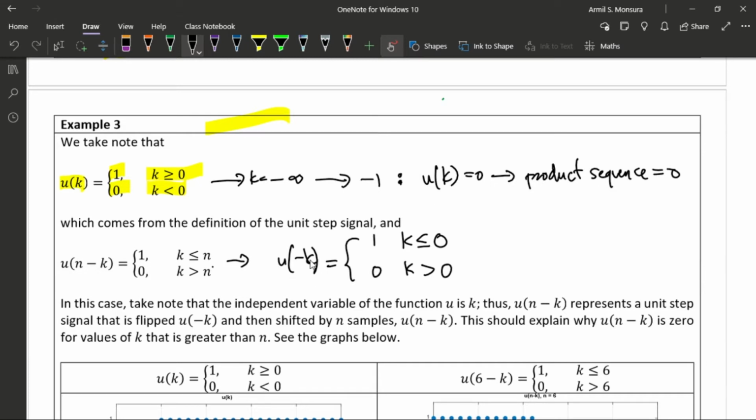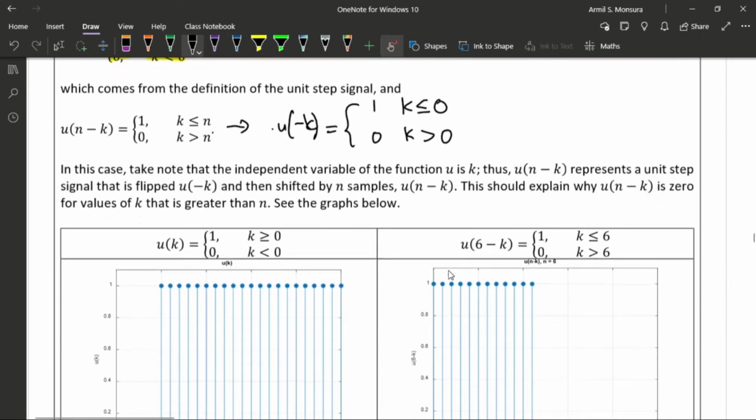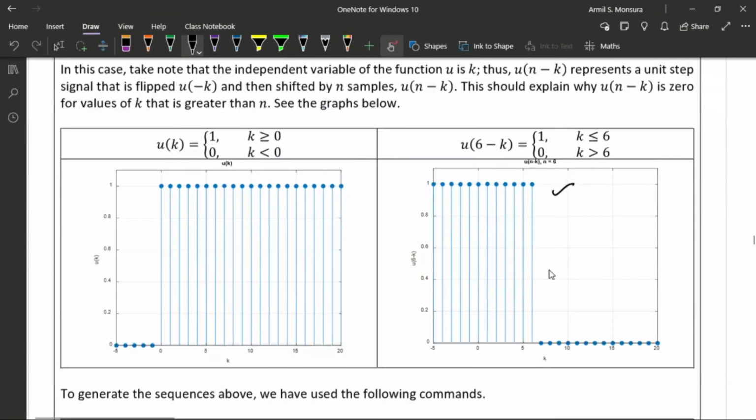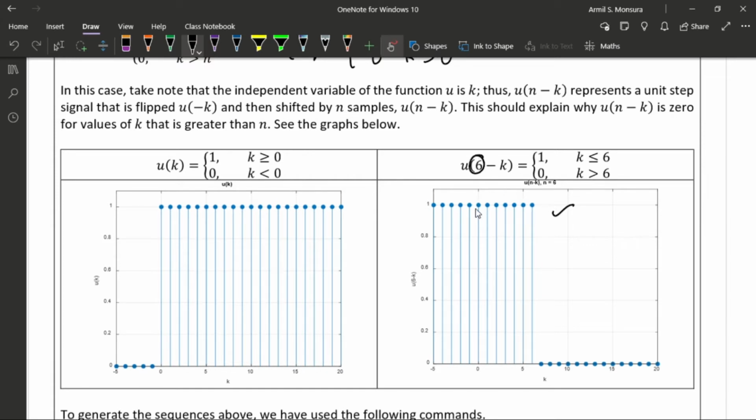Now, isi-shift natin to para maging u of n minus k. Pag shift natin yan, regardless of the amount of shift, tandaan nyo na lahat ng values sa kaliwa ay 1, at lahat ng nasa kanan ay 0. May example lang ako. Say for example, may 6 dito. Pag in-applyan natin siya ng shift na 6, pansinin nyo na simula k equals 6 pababa, 6, 5, 4, 3, 2, 1, ang value niya ay 1. Pagkatapos ng 6, simula k equals 7 pataas, 0 na siya.